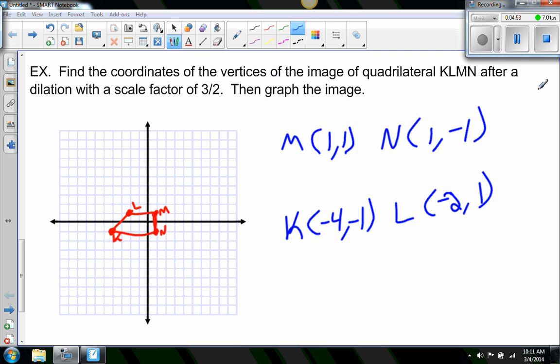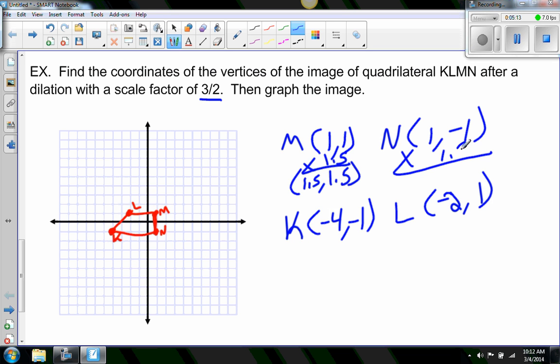All right, so I wrote down the coordinates here of my original points, M, N, L, and K. And then, since I need to do a scale factor of 3/2, I'm going to multiply them all times 1.5, right? So 1 times 1.5 is 1.5. So I'm going to have 1.5, 1.5 for my new point. If I take both of these times 1.5, I'm going to get 1.5 and negative 1.5.